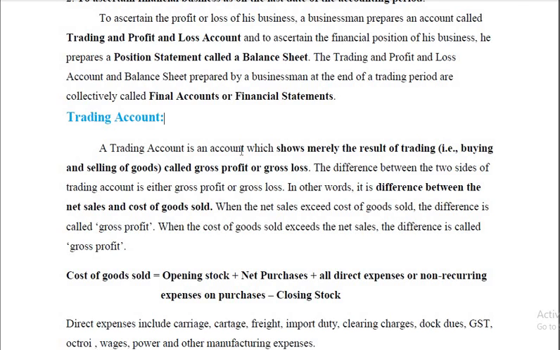In other words, it is the difference between the net sales and the cost of goods sold. On the credit side, you have net sales. Then you have to find out the cost of goods sold. The difference between the two is either gross profit or gross loss. When the net sales exceed the cost of goods sold, the difference is called gross profit. When the cost of goods sold exceeds the net sales, the difference is called gross loss.